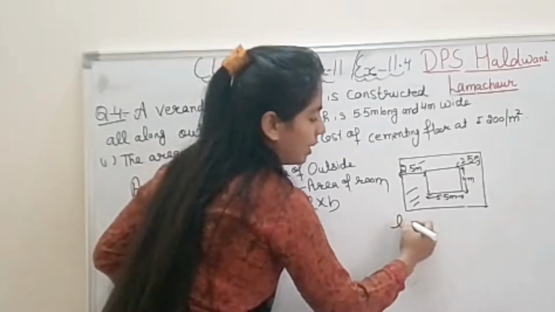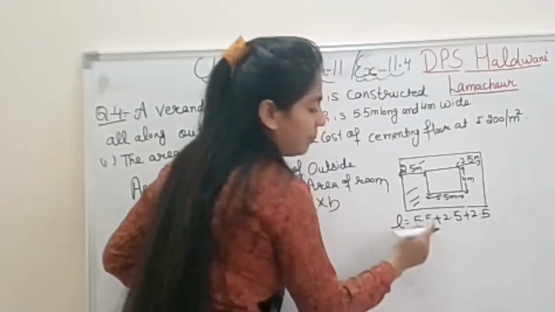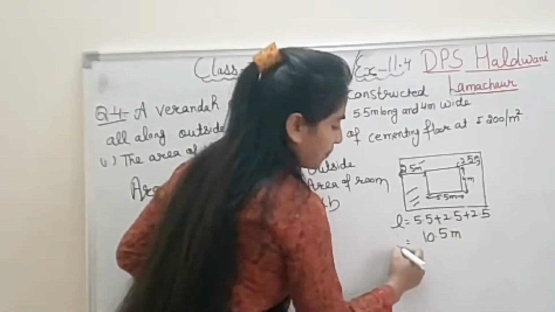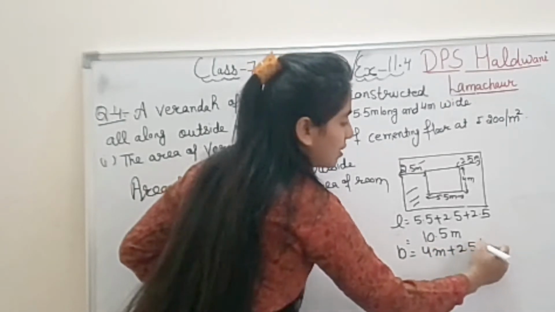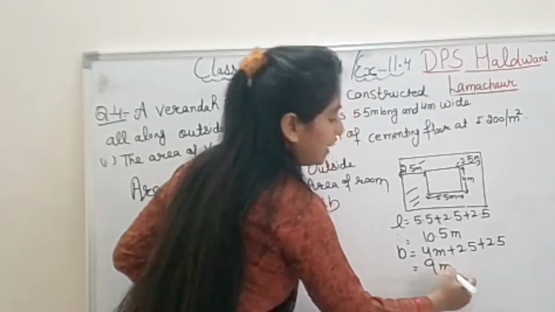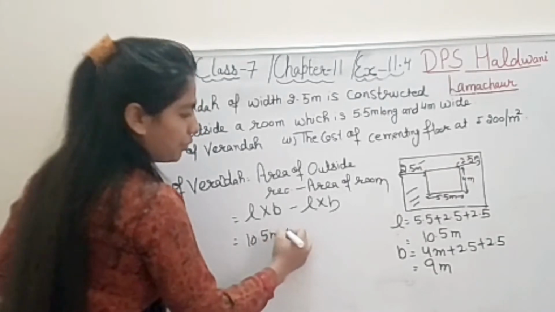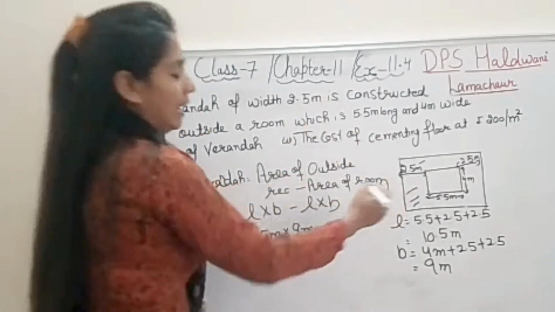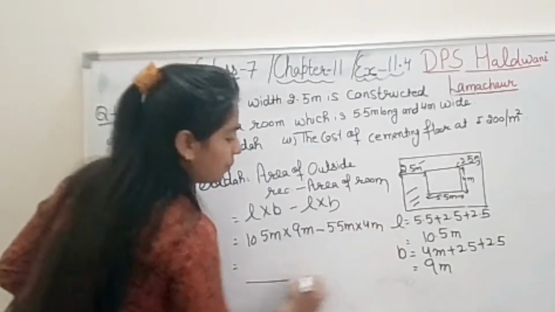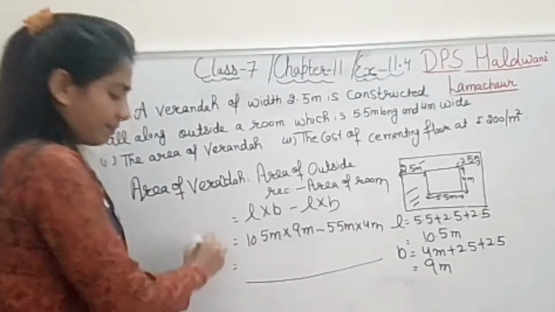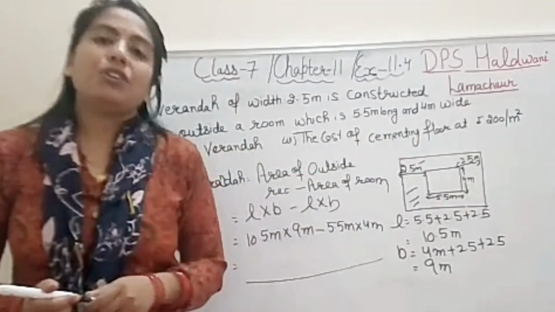The outside length will be 5.5 plus 2.5 plus 2.5, so it will be 10.5 meters. The breadth will be 4 meters plus 2.5 plus 2.5, so it will be 9 meters. So that's it. Length 10.5 meters into breadth 9 meters, minus length of room 5.5 meters and breadth 4 meters. So simply you will take out the area. Already we have done. Now the total area you will multiply with 200, that will be the cost.